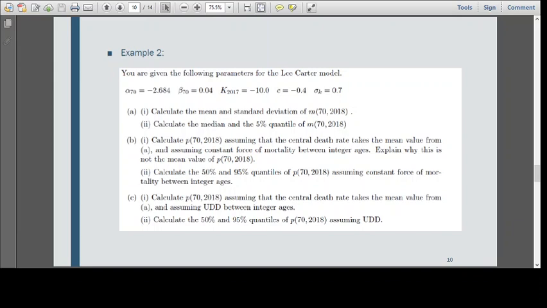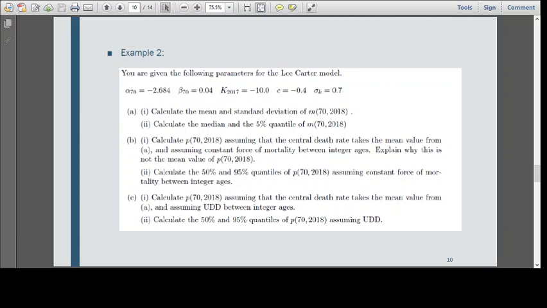And for part B, we are going to calculate the P70 2018, assuming the central death rate takes the mean value from part A and assuming there is a constant force of mortality in between the integers. And we want to explain why this is not the mean value of P70 2018.